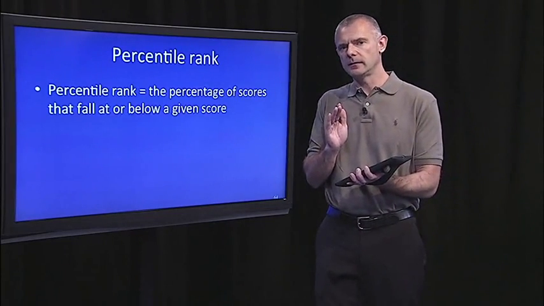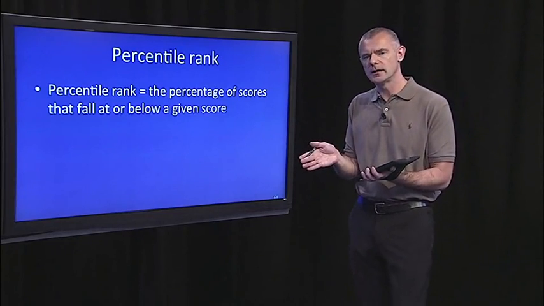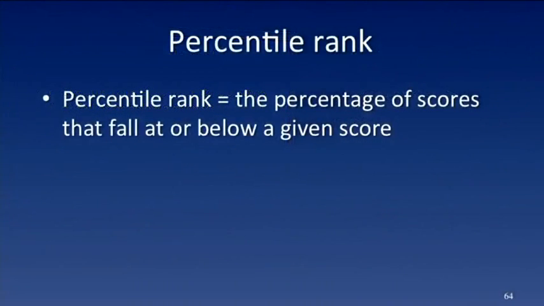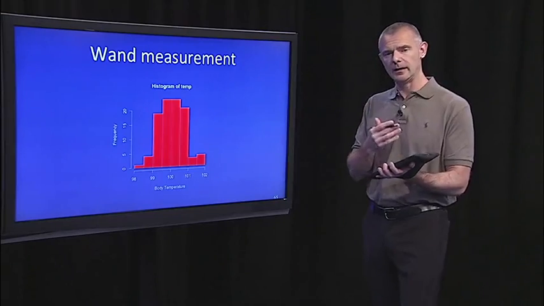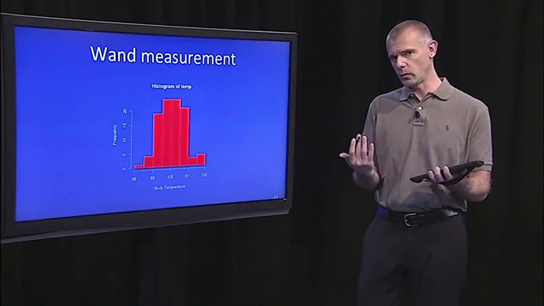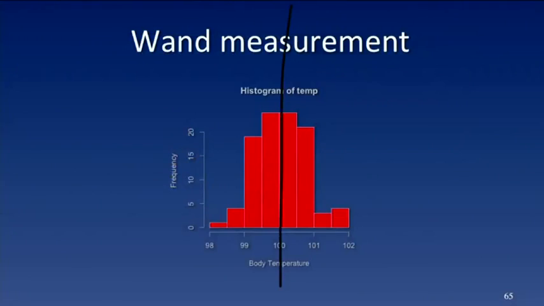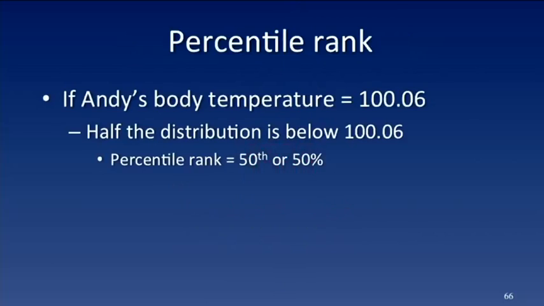We can take that z-score and then convert it into a percentile rank. And percentile rank is simply the percentage of scores in the distribution that fall at or below the given score. So what percentage of the distribution is below my temperature? If it's 100.06, if I'm average, if my z is 0, well, 50%, right? I'm right at the average. If we're assuming this thing to be perfectly normal, then it's symmetrical, so 50% is below the mean. So if my body temperature is 100.06, my z-score is 0, my percentile rank is the 50th percentile.